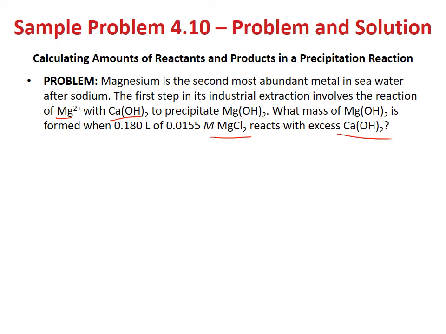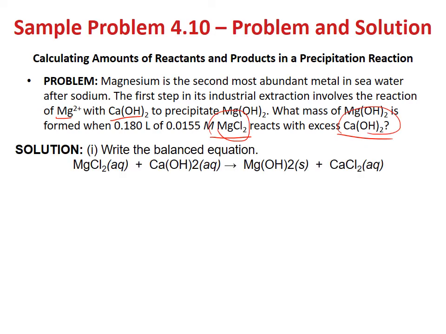Now first, for this type of question, you need to convert the statement into a balanced reaction equation. The reactants are magnesium chloride and calcium hydroxide. So we write magnesium chloride, calcium hydroxide, react to form the product magnesium hydroxide, and the other one must be calcium chloride. And you balance the reaction.